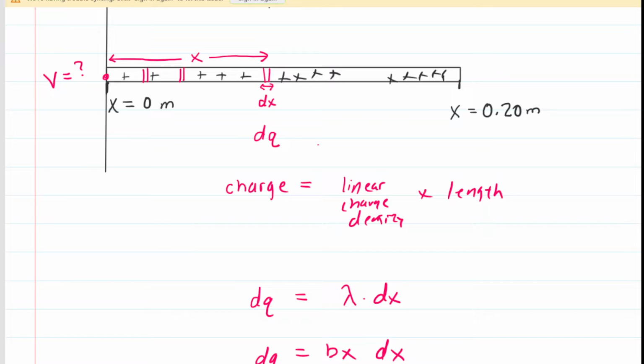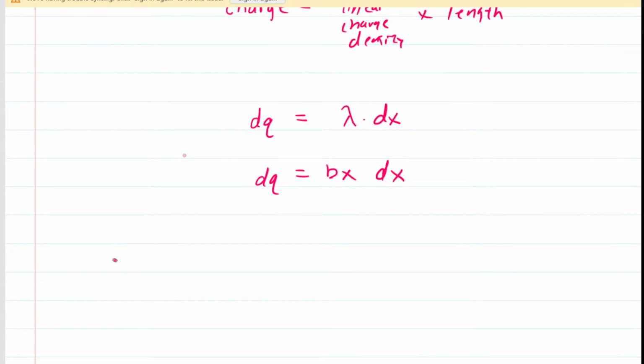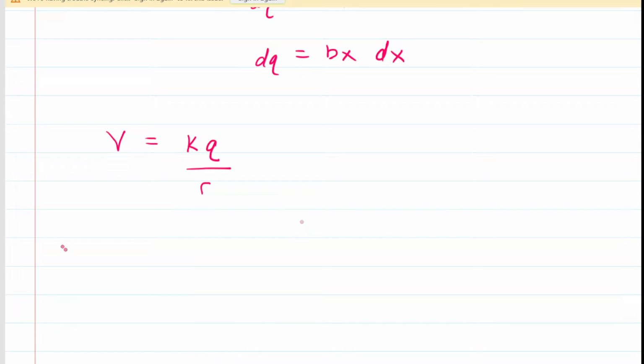So we might know that the electric potential given by a point charge is V equals K times the charge, divided by the distance from the charge to the location of interest. Now, here we're not really dealing with a point charge. We're dealing with a little differential element. It's kind of like a point charge. It's a very tiny amount of charge.